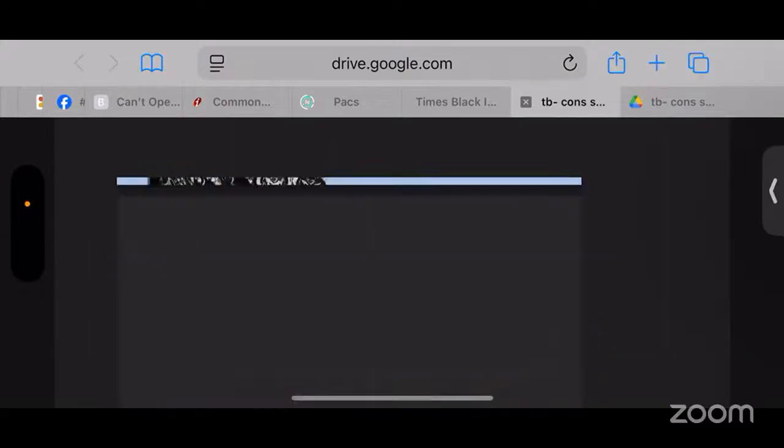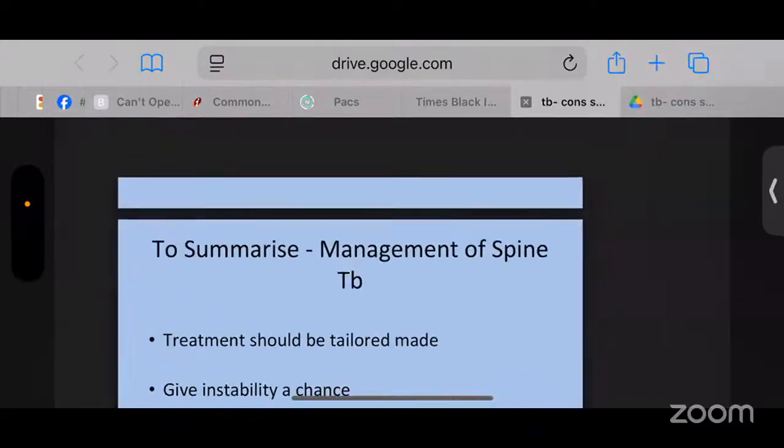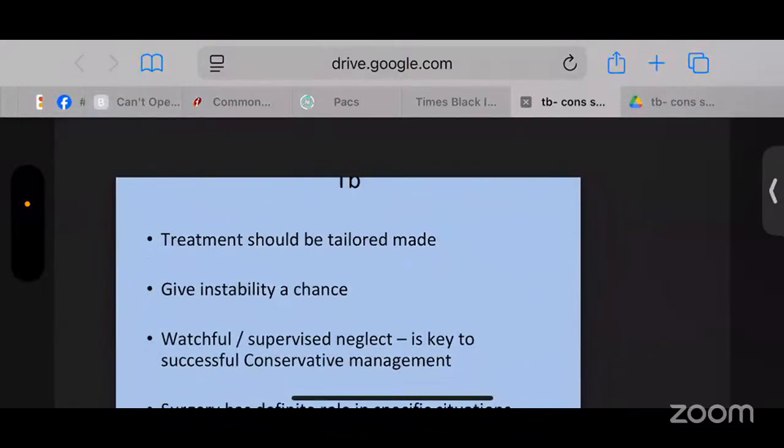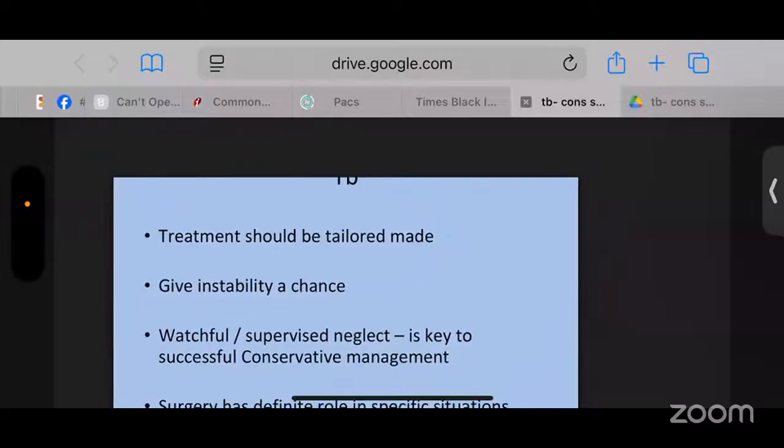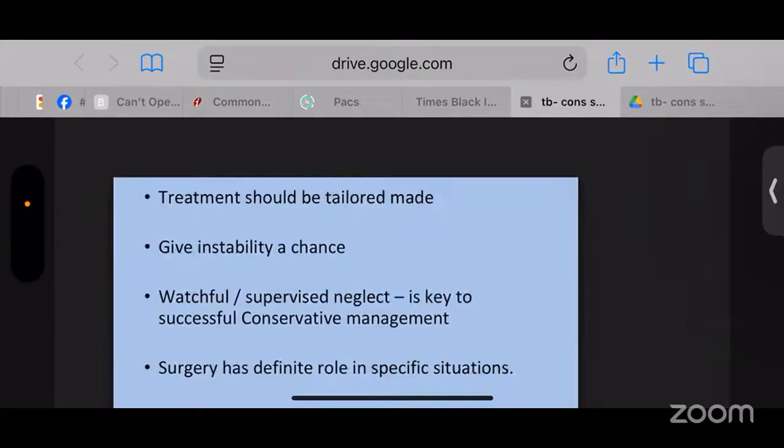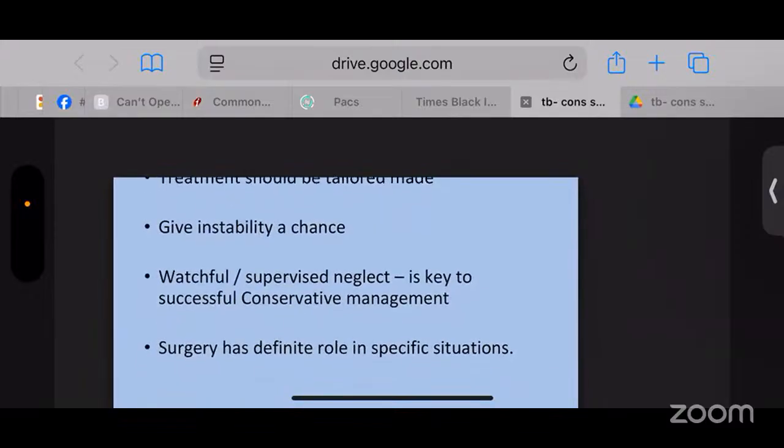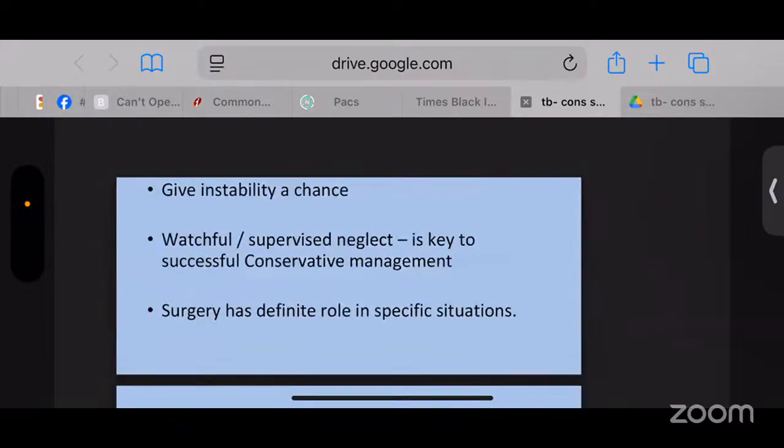Tuberculosis is a very important thing to begin with, not only in your exams but also in our practice. And tailor-made treatment should always be offered to the patient. Always try to conserve them. If not, surgery is to be opted. It has a very specific and definite role in tuberculosis. So, if there are any questions, I would like to answer.